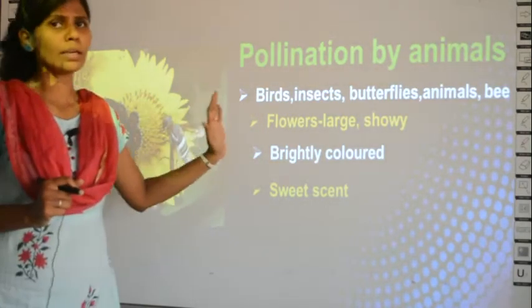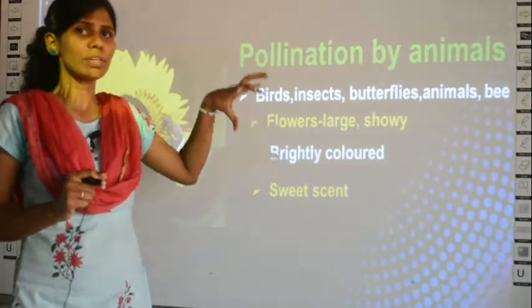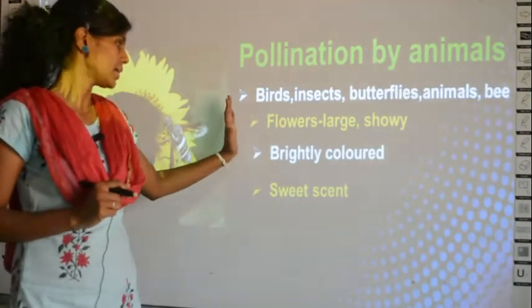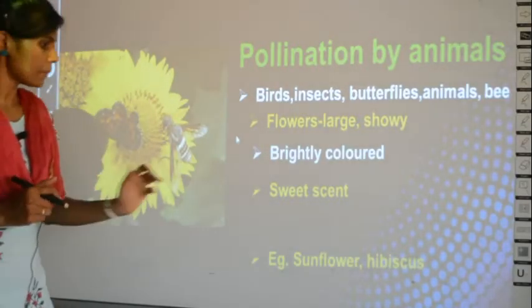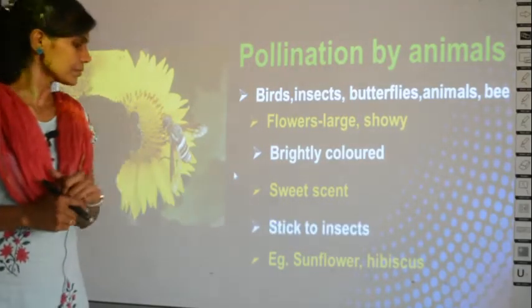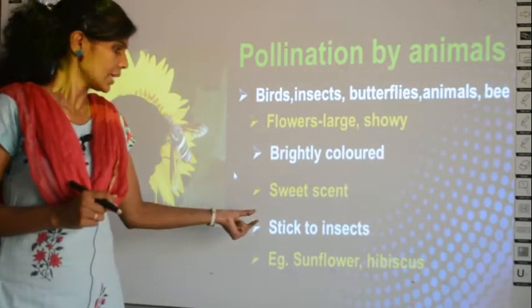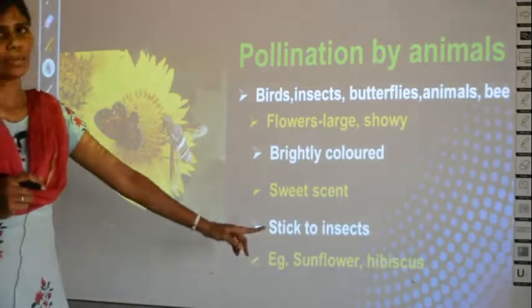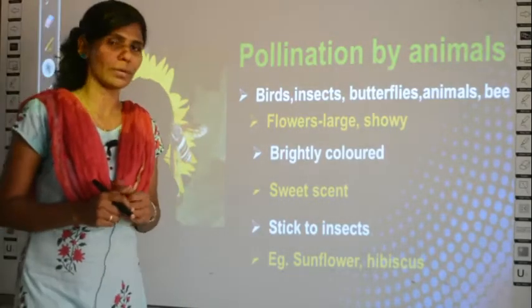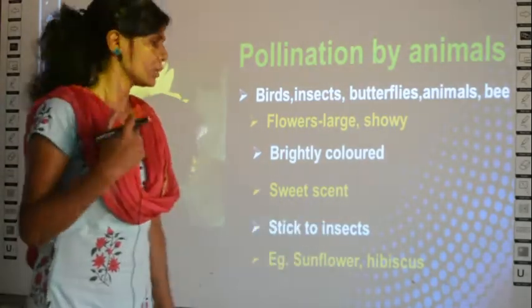So usually in these flowers only animals will pollinate. The colorless flowers, they don't go near at all. Okay, so examples. And one more thing, they stick to the insect. Which one sticks? Actually the pollen grains. I forgot to include the word pollen grain. The pollen grains stick to the insects.